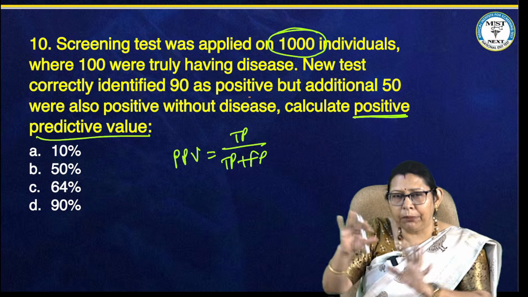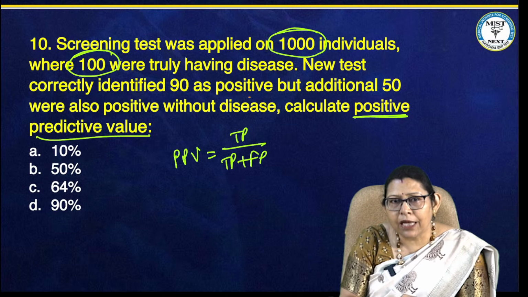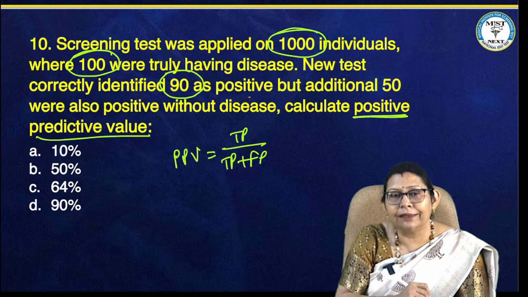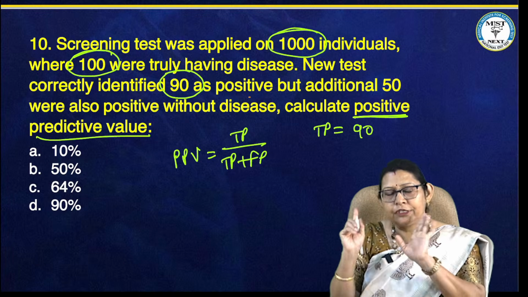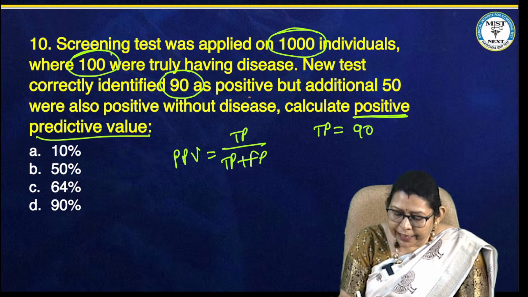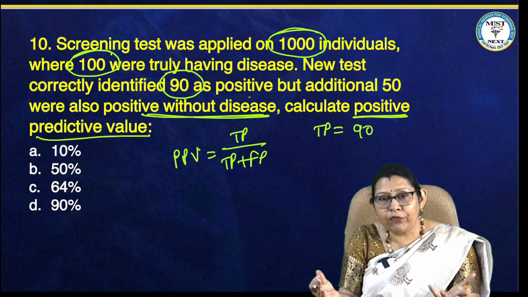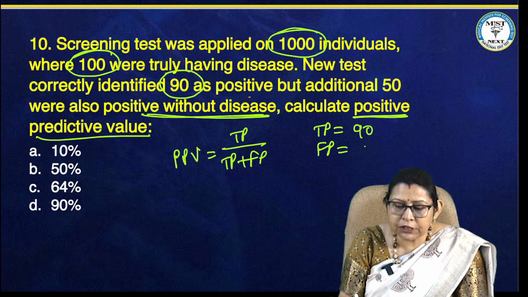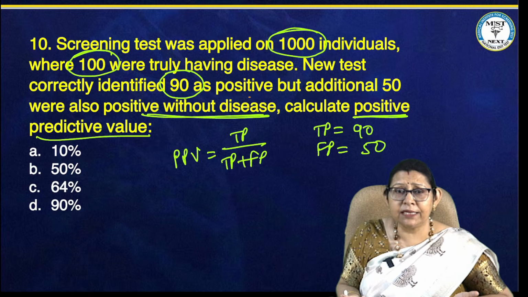Now even if you don't make a table, out of the 100 disease cases, how many are truly detected? 90. So my true positive value is 90. This is the first in this statement. But an additional 50 were also positive without the disease. So they have straightforwardly told us, what is my false positive? False positive is 50. Okay, so I don't need to make a table at all.